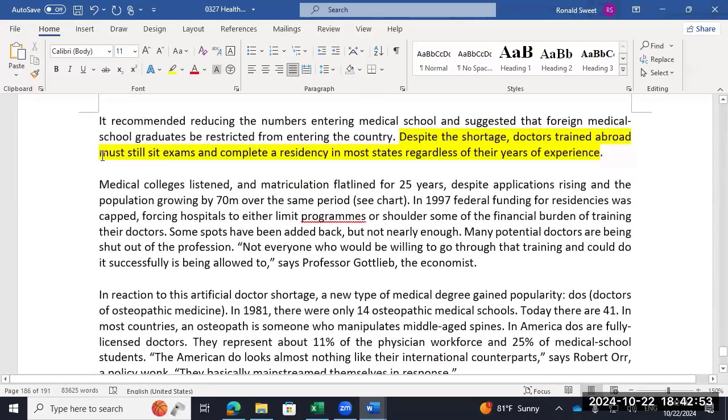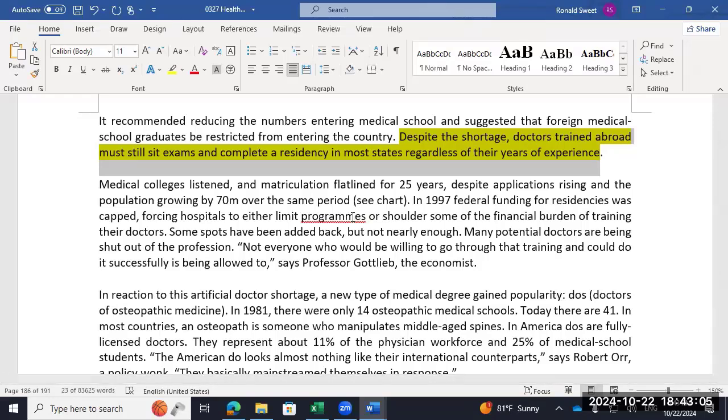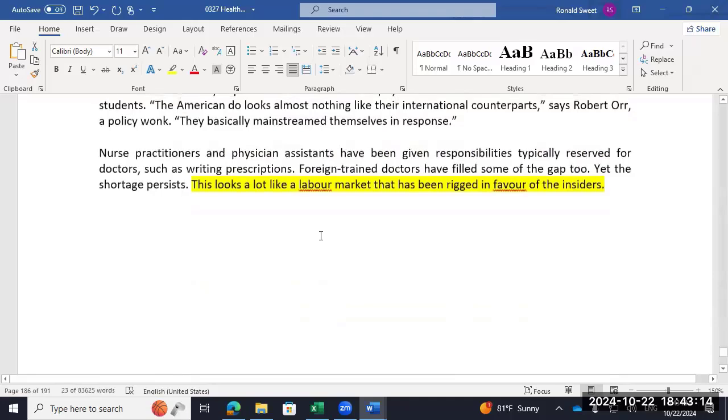Oh, here we go, right here. They must sit for exams and complete residency in states regardless of the years of experience. So you got some great doctor coming from overseas, and we're not going to use them. So we got this problem. Obviously, the AMA loves this problem because it means doctors get paid more, but ultimately it's going to become such a serious problem they're going to have to fix it. So that takes care of that.